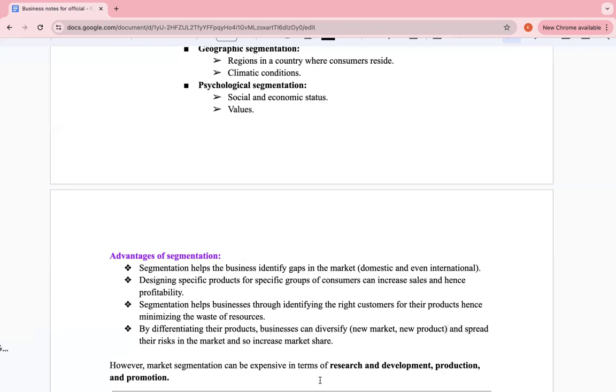However, market segmentation can be expensive in both research and development. Always, always, when you're talking about marketing, in your long answers section, whether you have a 4 marker or a 10 marker or a 6 marker at times, always talk about research and development and how it can be costly for firms, because you always need to talk about the advantage and the disadvantage. You always have to talk about the drawbacks. So always talk about research and development. Then talk about production and talk about promotion.